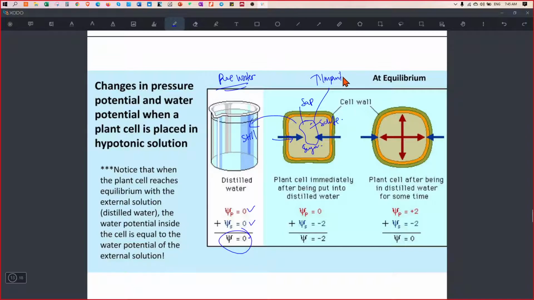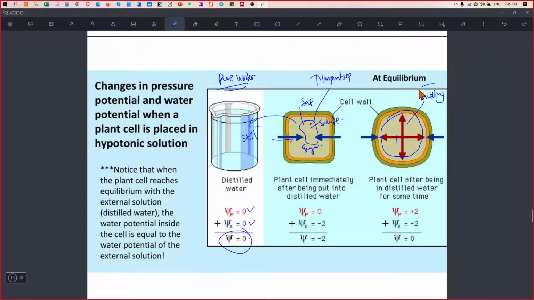Okay, sugar, minerals, ions, and so on. So these reduce the water potential. That's why when you put this in the distilled water, the water will enter the cell. However, after the plant has been in the distilled water for quite some time, it will bounce back. It will create a pressure. That's the swelling here.